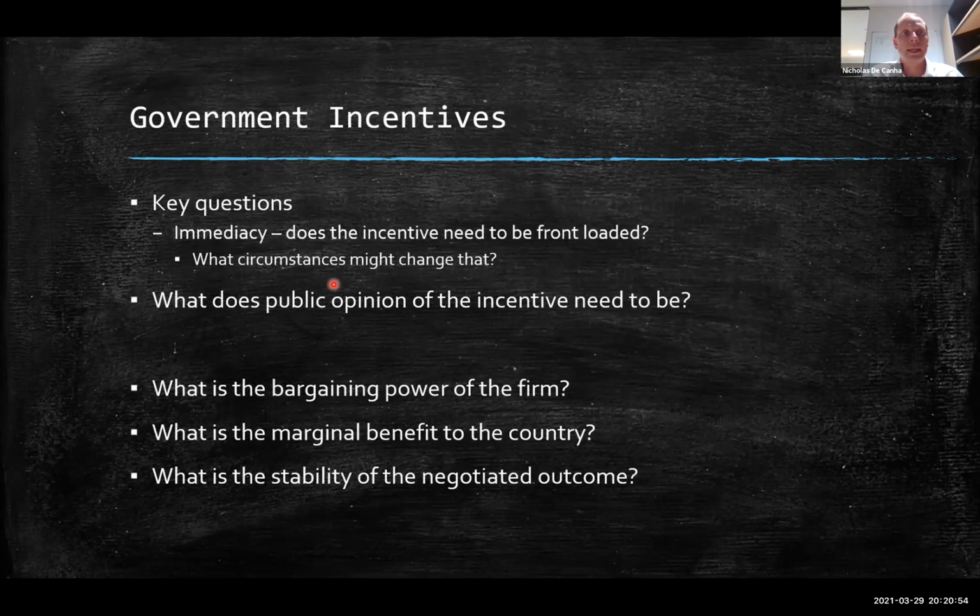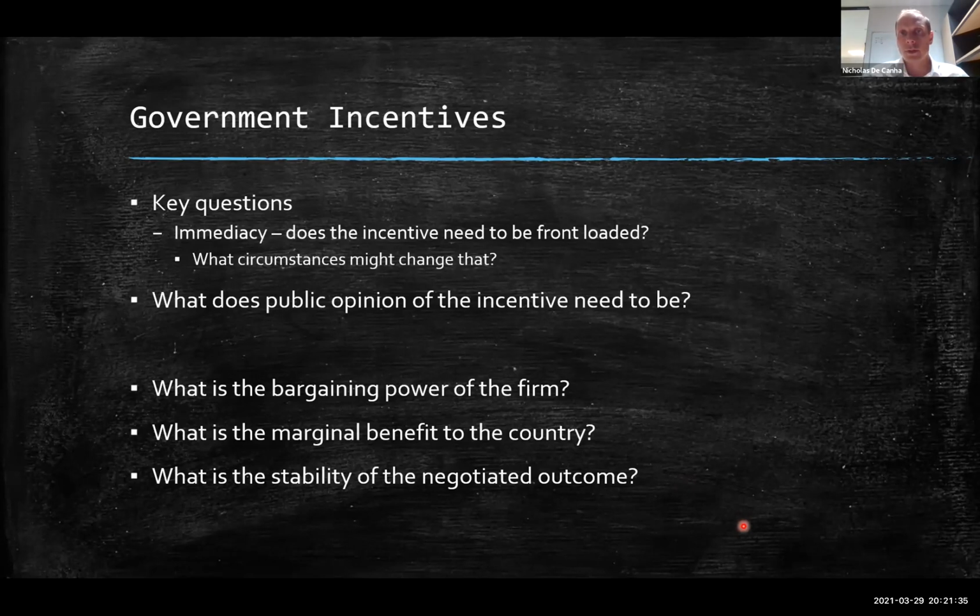And under government incentives, there are key questions. Immediacy? Do incentives need to be front-loaded? I'd like you just to say, we want this upfront or not, and have a reason. And what does the public opinion of the incentive need to be? Does it matter as well? So when you say this is the government incentive that is important, you need to think of it in terms of these dimensions. Do I need it upfront? What is the public going to think of it? And then what is my bargaining power? What is my benefit to the country? And what is the stability of the negotiated outcome?